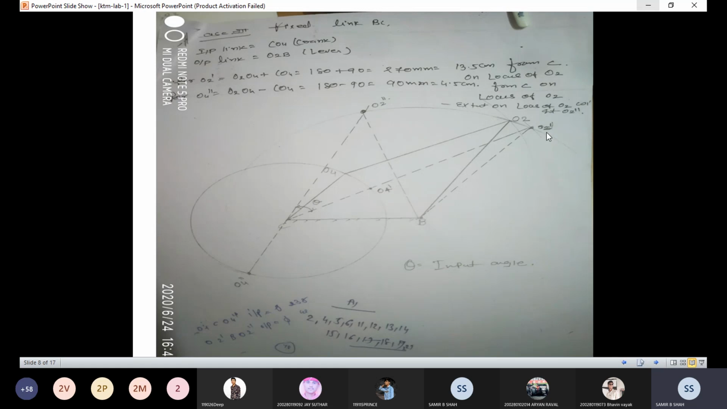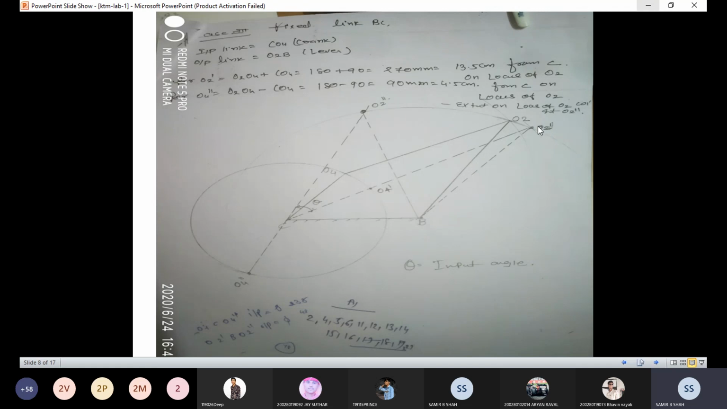For O2 dash, initially I have to generate this O2 dash and O2 double dash. So for O2 dash, what we have to do? Take the summation of CO4 and O2O4. Summation of CO4 means 180 and 90, it means 270.